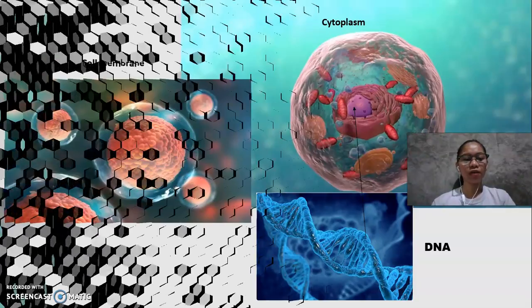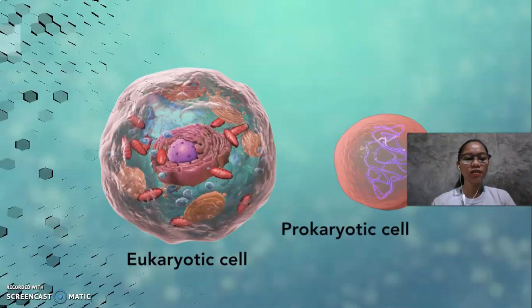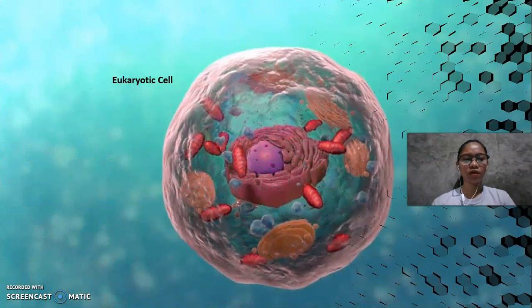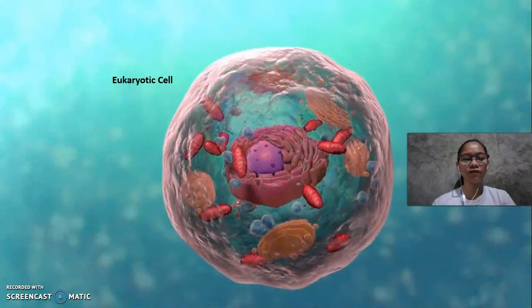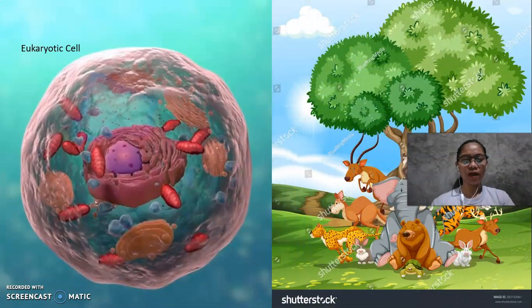There are two broad categories of the cell: the prokaryotic cell and the eukaryotic cell. The first category is the eukaryotic cell. Eukaryotic cells have organelles, which include the nucleus and other parts. Organelles are structures which perform various functions within the cell. Eukaryotic cells are more advanced and complex, such as those found in animals and plants.